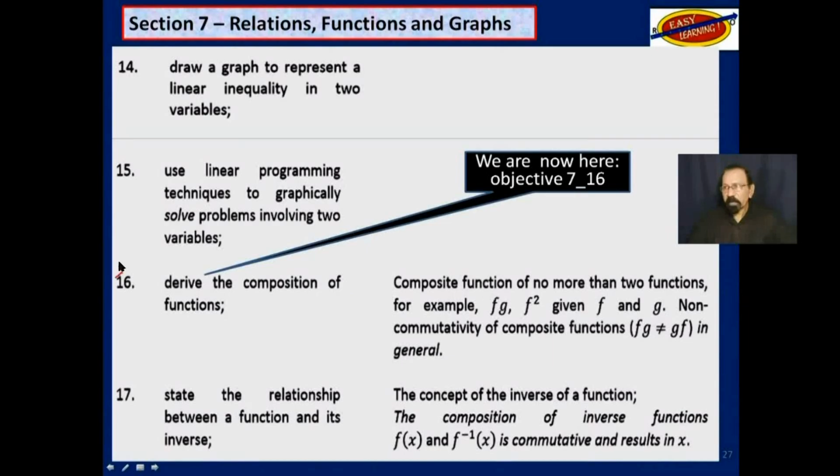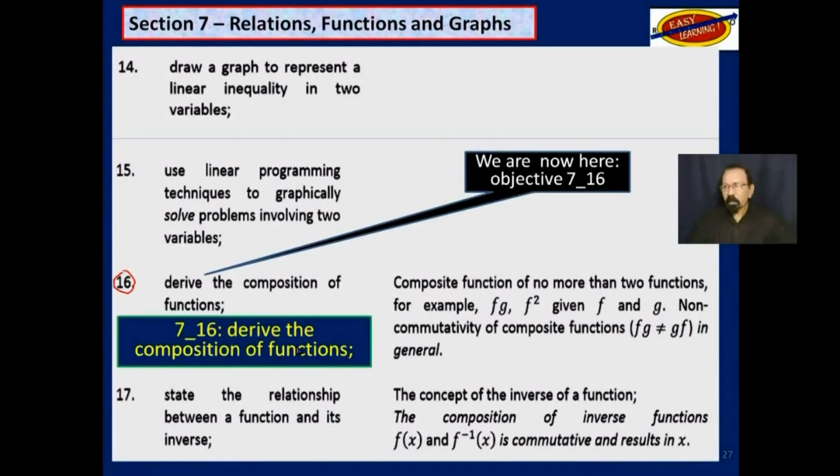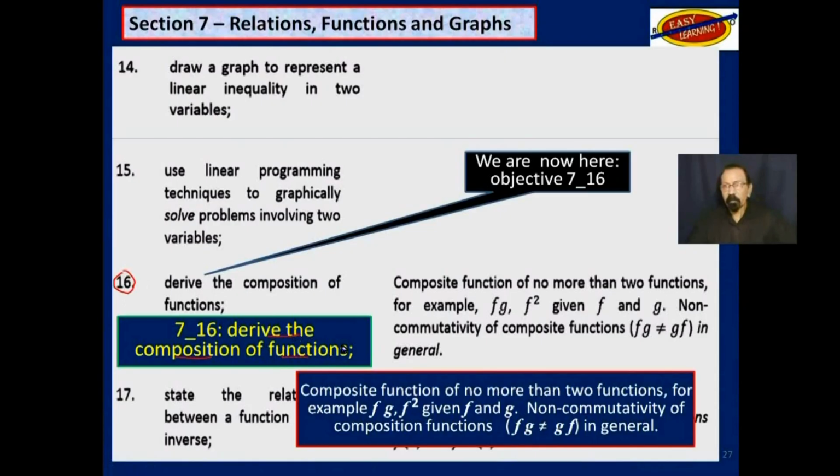So we are here, objective 16. It says, derive the composition of functions. Now, this may be totally new to most of you. And it goes on to explain composite function of no more than two functions. For example, fg, f squared, given f and g. You also need to know about the non-commutativity of composition of functions. That is, fg is not the same as gf in general.